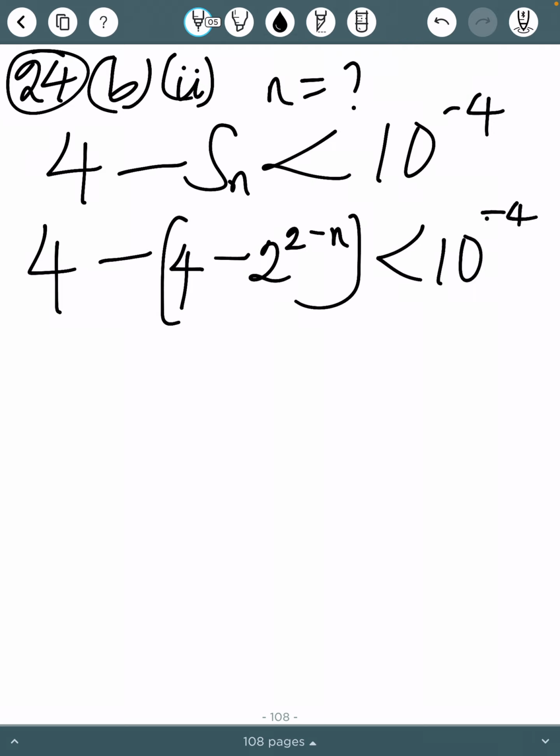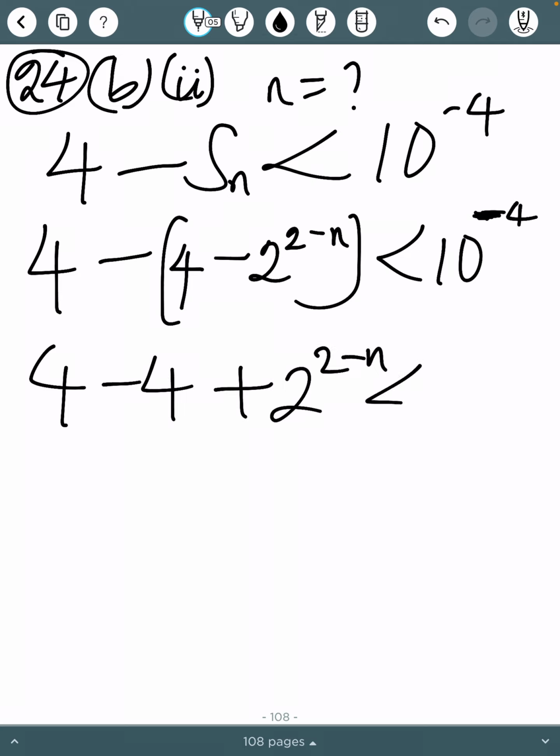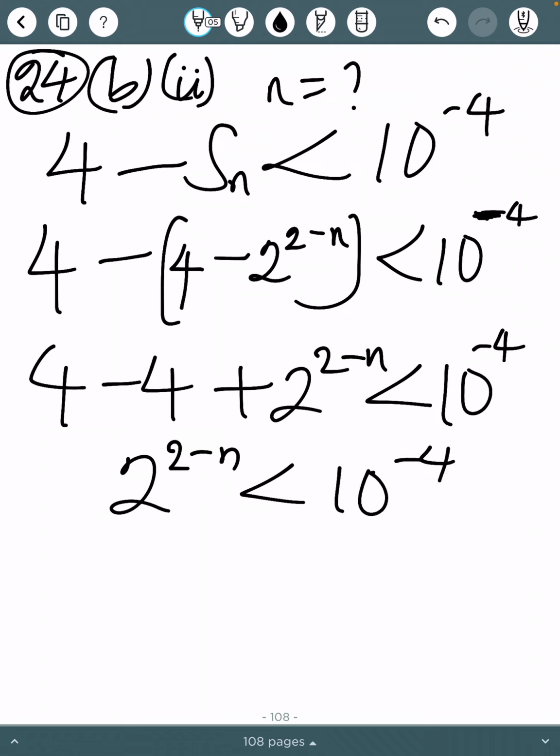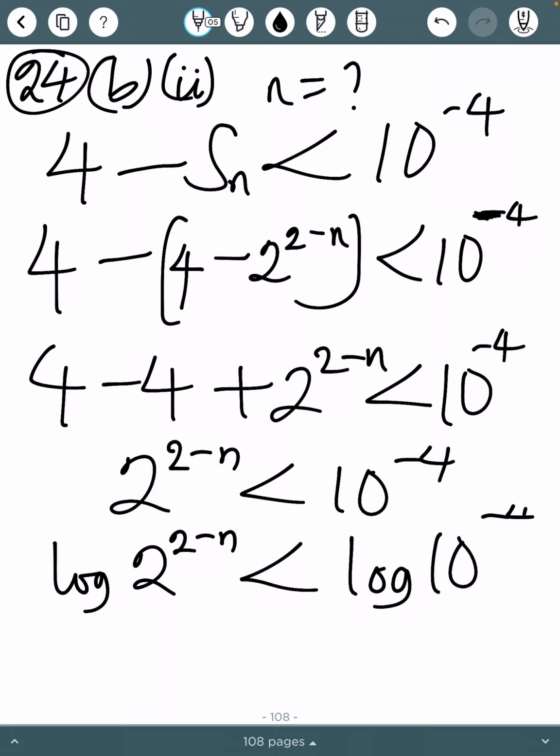So let's do this one by one. This will give me 4 minus 4 when I open the bracket plus 2 raised to power 2 minus n less than 10 raised to power minus 4. That gives me 2 raised to power 2 minus n less than 10 raised to power minus 4. Here I'm looking for n, so I'll take the log of both sides. Don't forget both are in base 10.